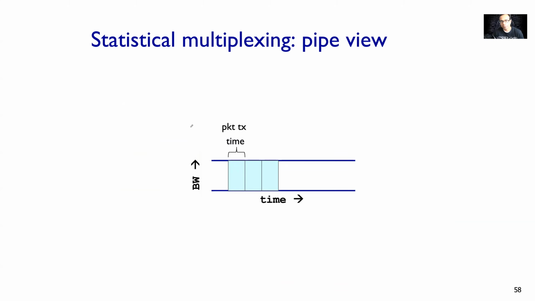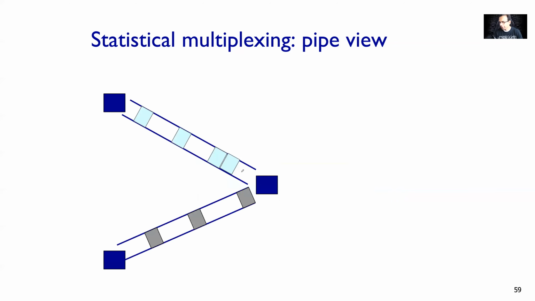To illustrate that, I'm going to use some slightly different pictures. In these pictures, this is the pipe abstraction that we'll use, where we denote the bandwidth, the transmission rate of a link, as the height, the thickness of that link. Time is along the horizontal axis. So effectively, this width is the actual time to transmit the packet. We'll talk more about transmission delays a little later today. So just bear with me for a moment.